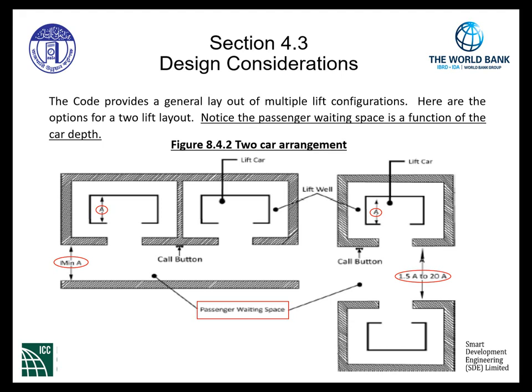The width, or minimum distance measured from the lift to the wall, is a function of the car depth. The car depth is given to us as A, therefore the minimum distance must be the depth of the car in this arrangement. The arrangement to the right shows two lifts, one in front of the other, given to us at 1.5 times the depth of the car to 2 times the depth of the car, which is given as the dimension A in this particular situation. This would drive the minimum distance between the lifts for the passenger waiting space.